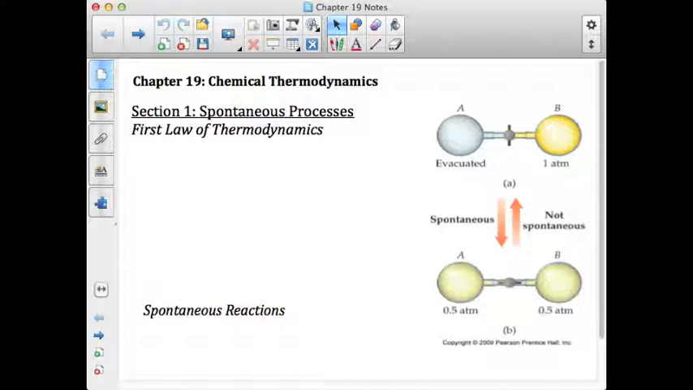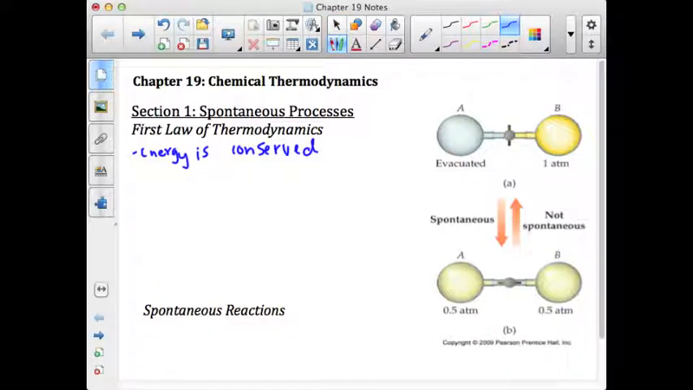The first thing I look at is the first law of thermodynamics, which is really easy. It just says that energy is always conserved. It has nothing to do with how much of the reaction happens, just that energy is always transferred from one place to another, whether it's mechanical energy, electrical energy, chemical energy, potential, kinetic, whatever.